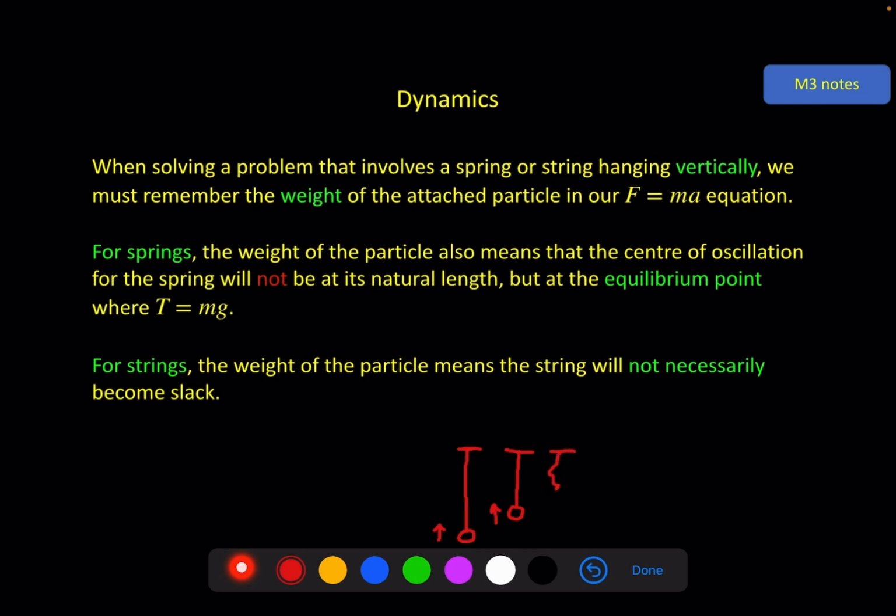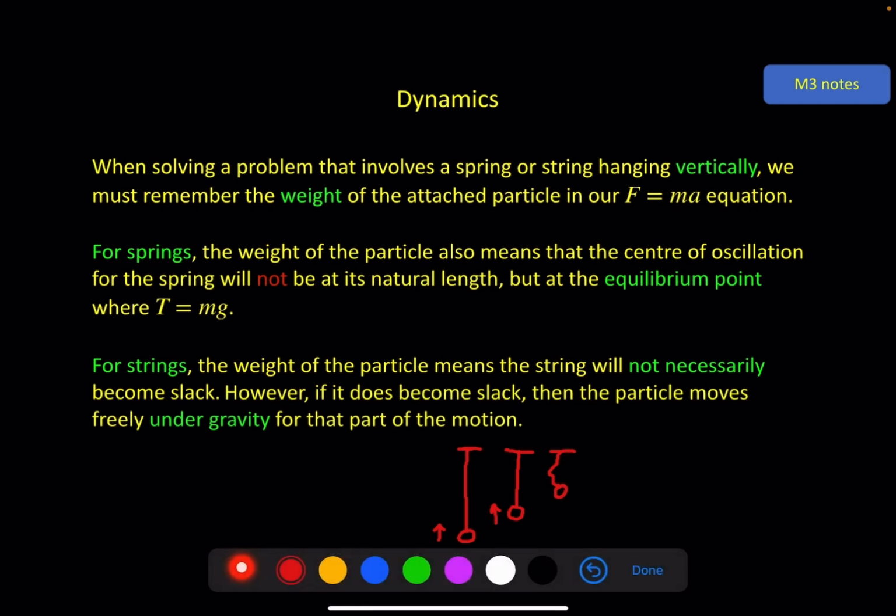The string does become slack there, and if that happens, it won't be moving with constant speed, it will be moving freely under gravity for this part of the motion as it comes up and then back down until the string becomes taut again, then it will go back to simple harmonic motion. So it does not necessarily become slack depending on the situation, but it might become slack, and if it does, it won't move with constant speed like it would horizontally, it moves freely under gravity. Some examples, and then I'll finish with an exam question.